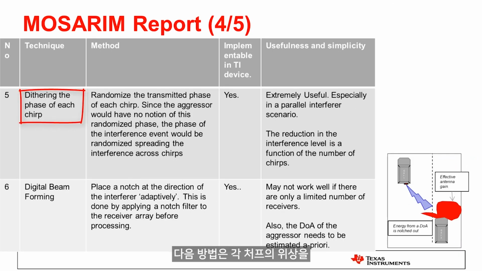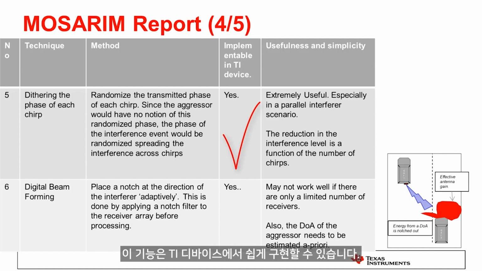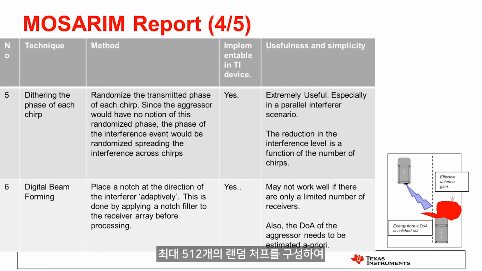The next method is called dithering the phase of each chirp. In this method, we randomize the transmitted phase of each chirp. Since the aggressor would have no notion of this randomized phase, the phase of the interference event would be randomized, spreading the interference across chirps. This is easily implementable in TI devices. Up to 512 random chirps can be configured and used effectively. This is an extremely useful method, especially for parallel interferers. However, the reduction in the interference power level is a function of the number of chirps in one frame.